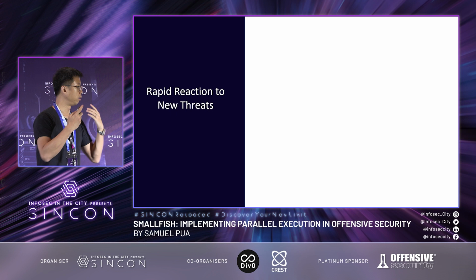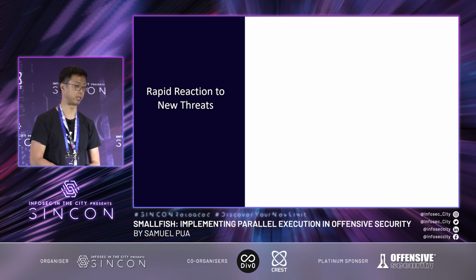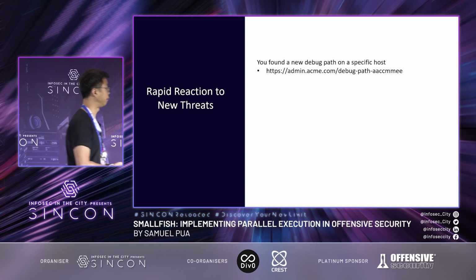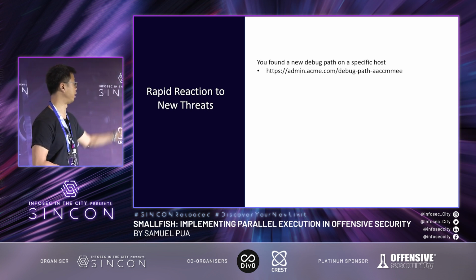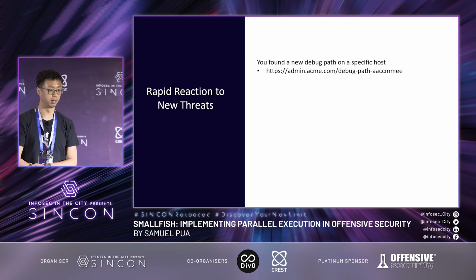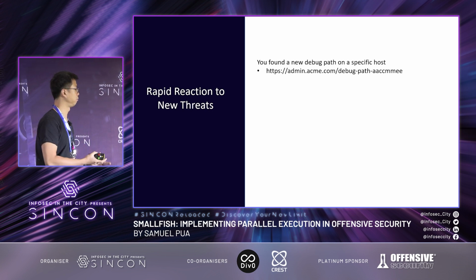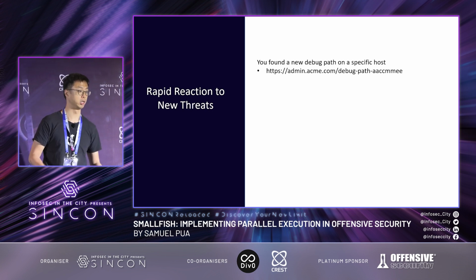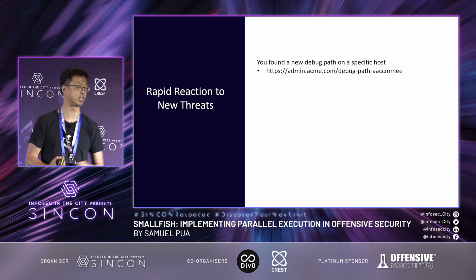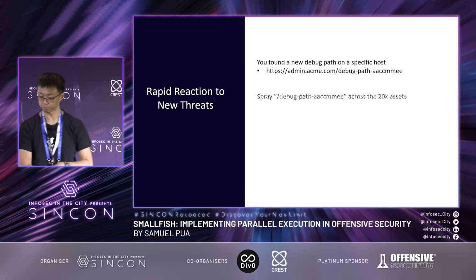Another approach that you might have for this bug bounty will be a rapid reaction to new threats. Perhaps you have found a debug path on a specific host, for example, admin.acme.com/debugpath. The next reaction for you in a bug bounty scenario will be that this mistake can't be made just once. You will want to be able to check every single other host if they are making the same mistake of exposing this debug path into other attack surfaces as well.